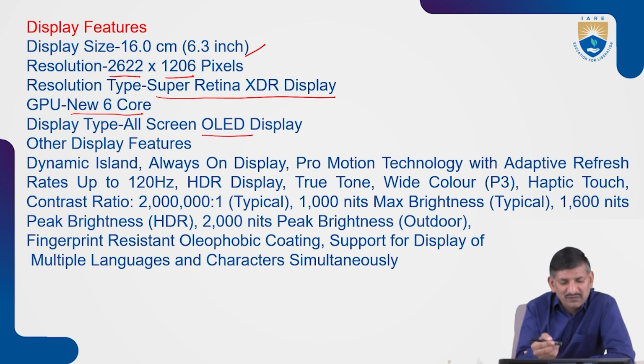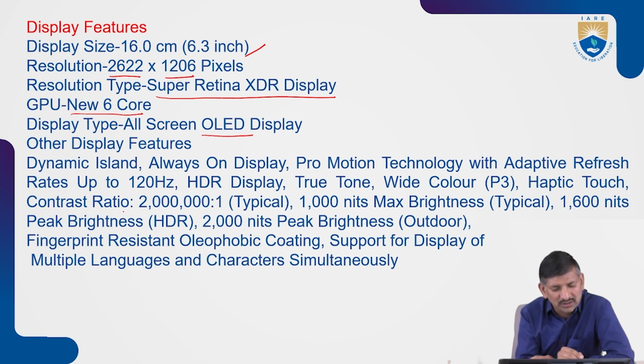Okay. So other display features are Dynamic Island, always-on display, ProMotion technology with adaptive refresh rates up to 120 Hz, and it provides HDR display. It provides True Tone, wide color, haptic touch, contrast ratio is 2,000,000 to 1 typical. 1000 nits maximum brightness, and 1600 nits peak brightness. 2000 nits peak brightness outdoors.